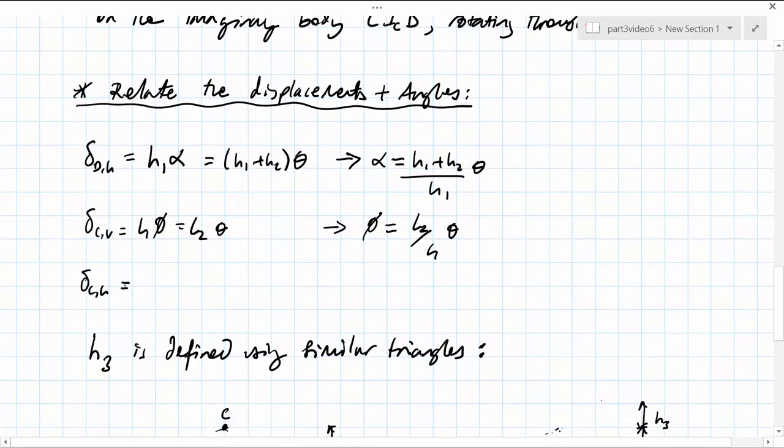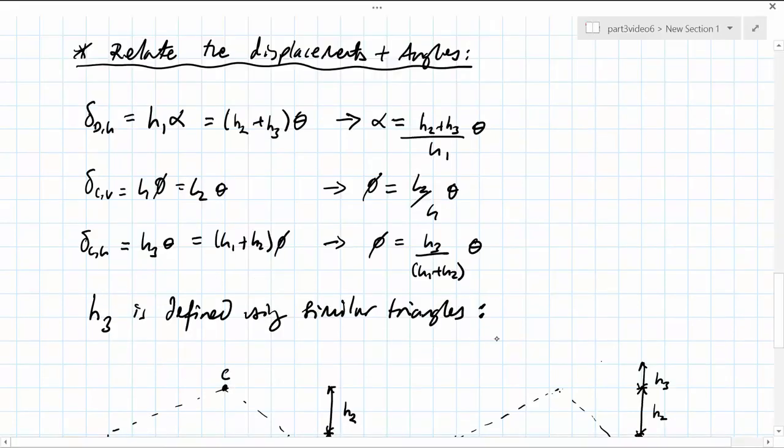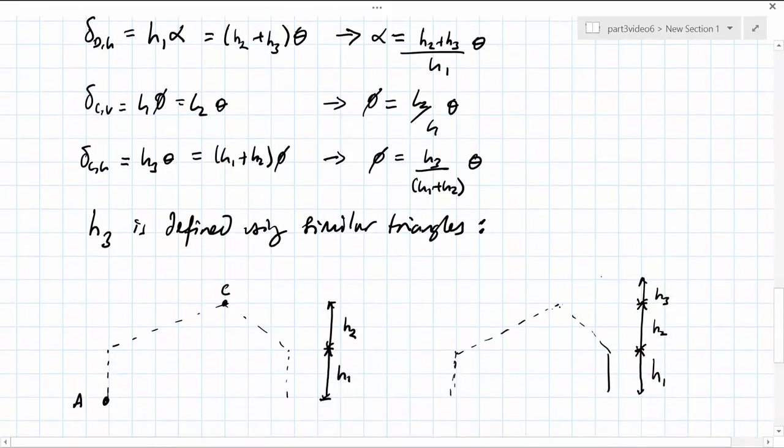Delta C, comma h is equal to h3 times theta, which is also equal to (h1 plus h2) times phi. So phi can also be defined as h3 over (h1 plus h2) times theta. The quantity h3 at the moment hasn't been defined by the geometry of the structure, and this needs to be defined using similar triangles.